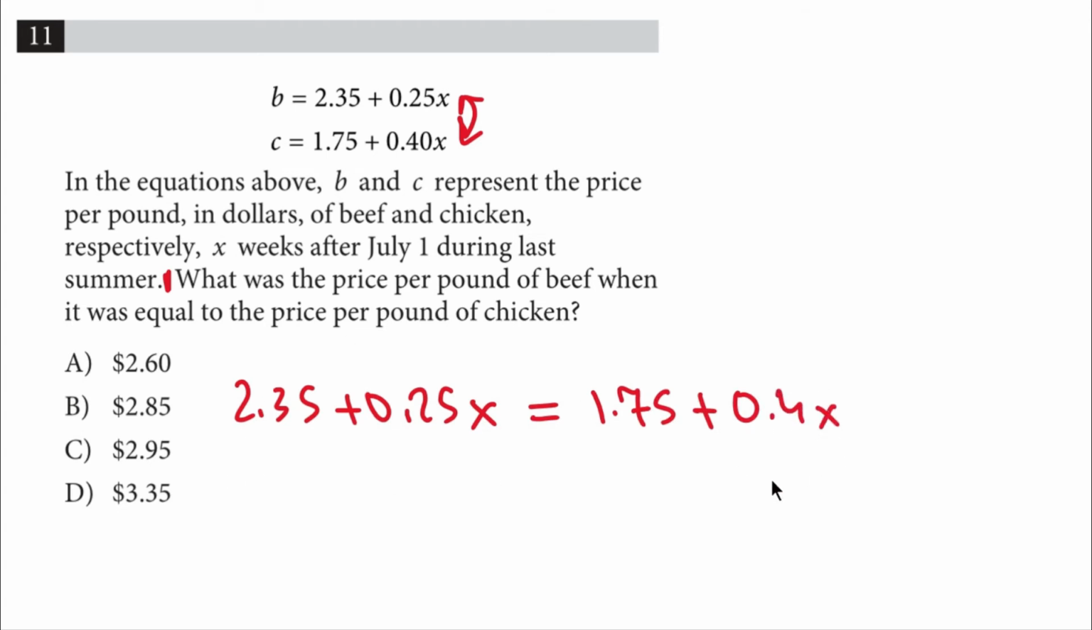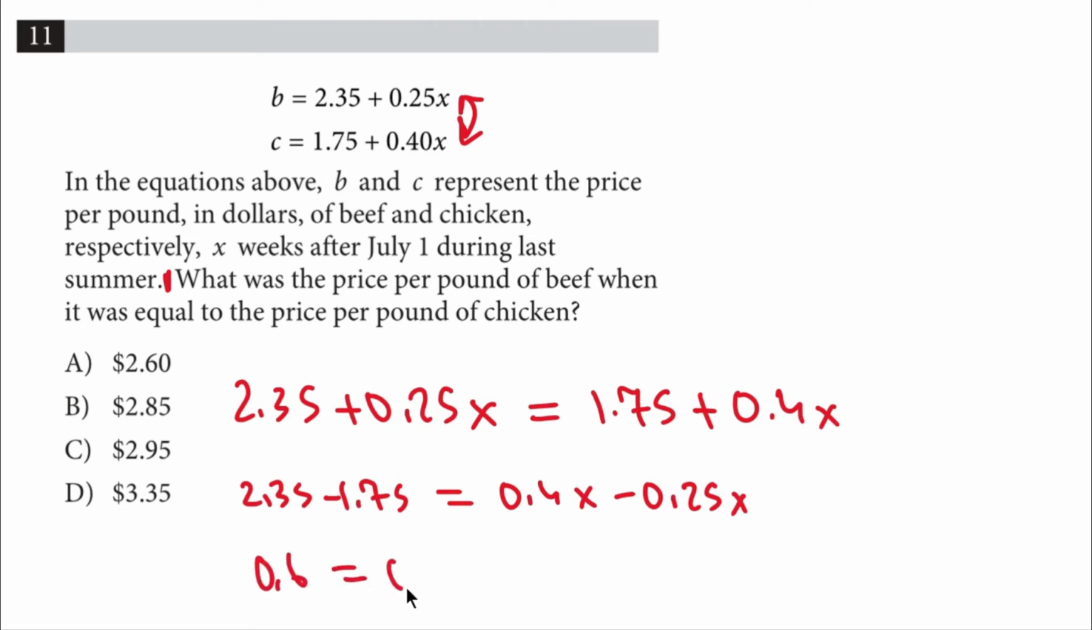Now we need to solve for x. So let's get the like terms on one side. 2.35 minus 1.75 is equal to 0.4x minus 0.25x. And finally, 0.6 is equal to 0.15x. So x is equal to 0.6 over 0.15, which is equal to 4. Okay, so x is equal to 4.